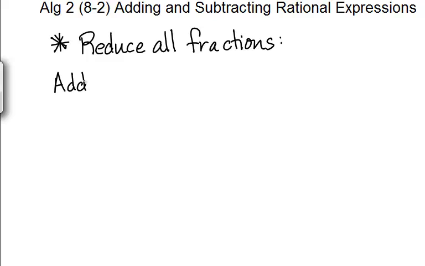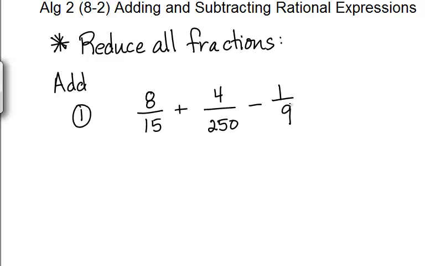They'll say add or subtract. On these, the directions is to add, and they give you the fraction 8/15 plus 4 over 250 minus, yeah, we would end up subtracting the 1/9 there. Okay, now just looking at that, by sight, do you know what the LCD is, the least common denominator?